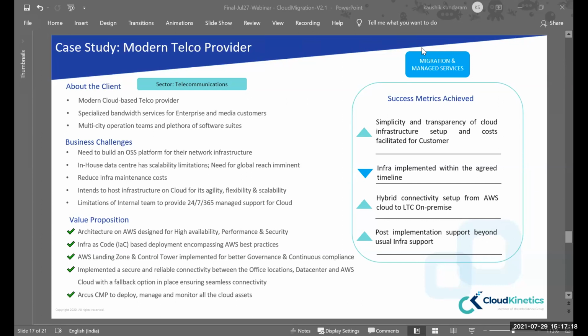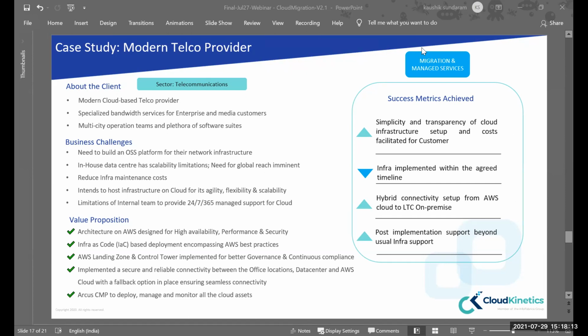And again, after the migration, they didn't have an internal IT team that could do 24/7 managed services and make sure that the lights are on. So Cloud Kinetics did a complete, thorough review of their requirements. The architecture on AWS was completely designed with high availability, performance, and security. The entire deployment was also done through automation, an infra as code approach, which included all AWS best practices, starting from implementation of a landing zone and Control Tower for better account structure, governance, and continuous compliance. So now they have multiple accounts as well, and centralized costing dashboards, security dashboards, and all of that.